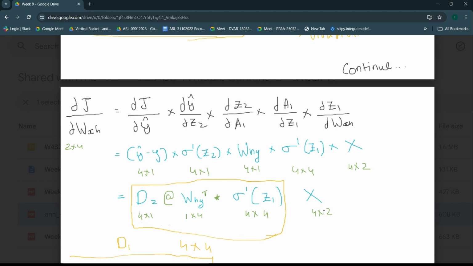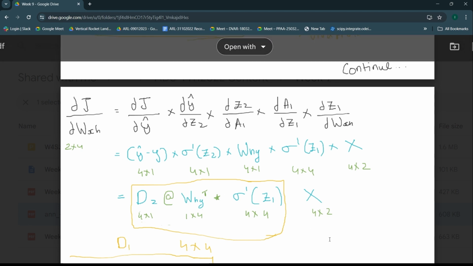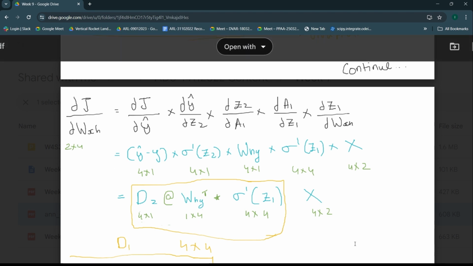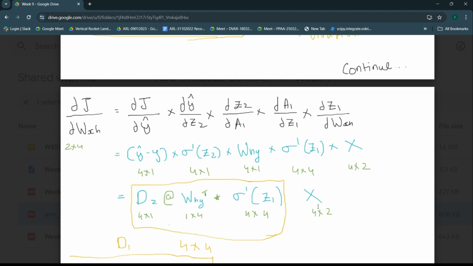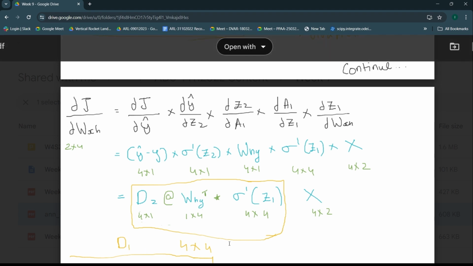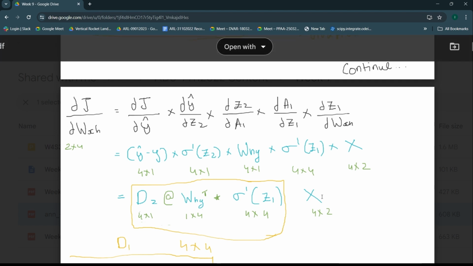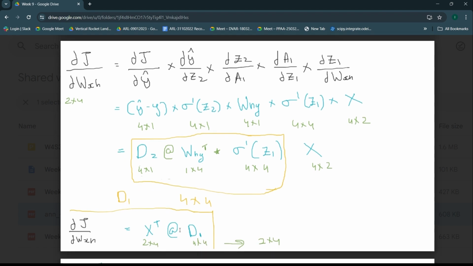Now 4 cross 4, you are having multiplied with 4 cross 2 such that the output is going to be 2 cross 4. What can you think about it? What kind of multiplication can I do over here? So the output is 2 cross 4. I can take the transpose of this x so that it becomes 2 cross 4, and then I can multiply that with the help of matrix multiplication with this d1, so that 2 from the x transpose and the 4 from your d1 will be the output, that is 2 cross 4. And that's exactly what we have done over here, x transpose matrix multiplication with d1.